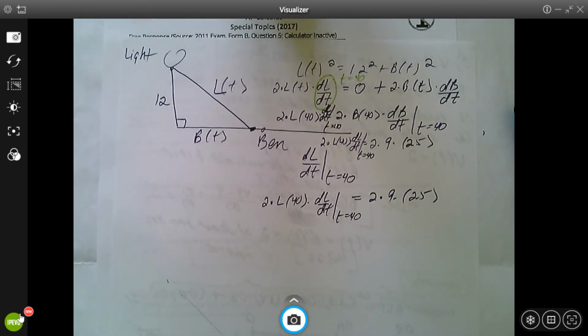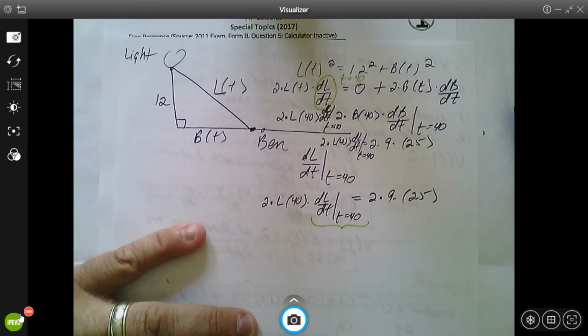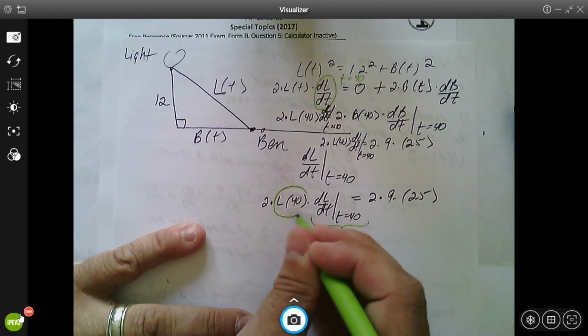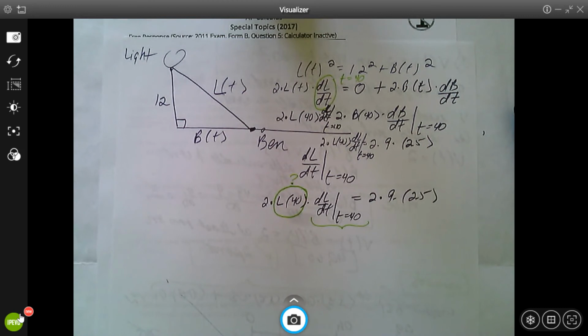2 times L(40) times dL/dt at t equals 40 equals 2 times 9 times 2.5. What you're after is the dL/dt at time t equals 40. What you still need is to figure out L at time 40.